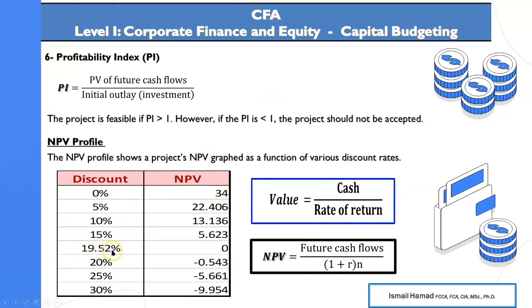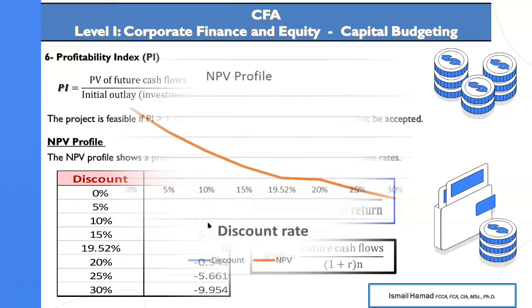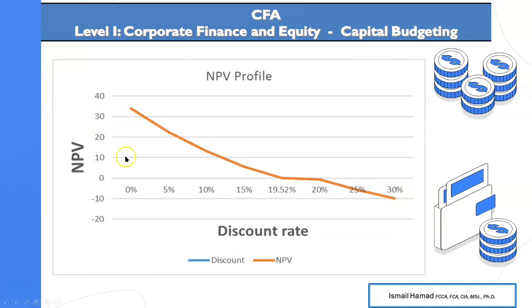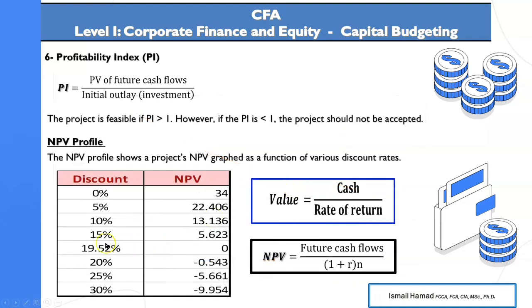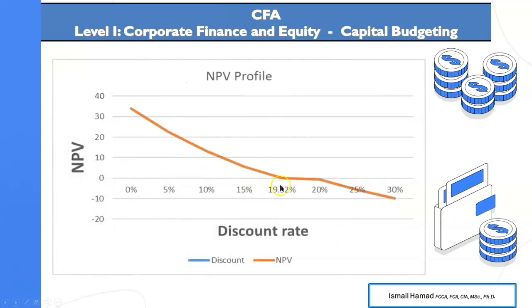Don't forget this 19.52, which makes our net present value equal 0. Let us go back to the profile. This is the 34. We increase the required rate of return or the discount factor. It goes down from 34 to approximately 22. And now we go on and on until we reach a net present value of 0 at the required rate of return of 19.25. This is the net present value equal 0. If we increase it further, the net present value goes negative.